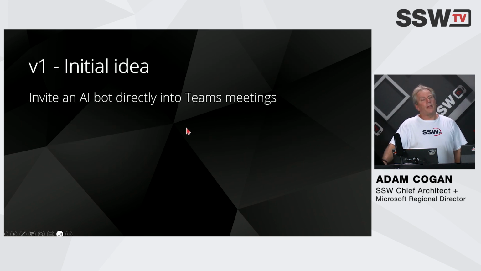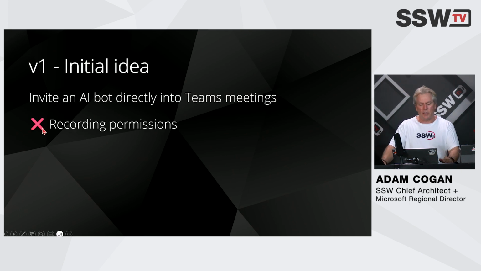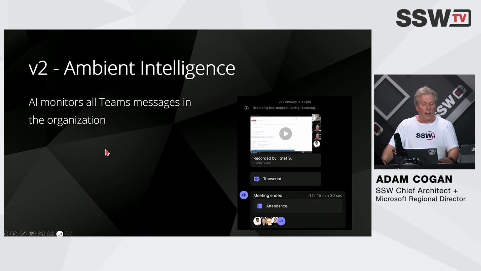Now, the initial idea, version 1, was let's invite an AI bot directly into the Teams meeting. So you're in a Teams meeting with someone, you go, all right, that's a great idea. Let's quickly record that. We will invite another user into the meeting. We went down this road, but we ended up with a lot of recording permissions, and those problems were difficult.